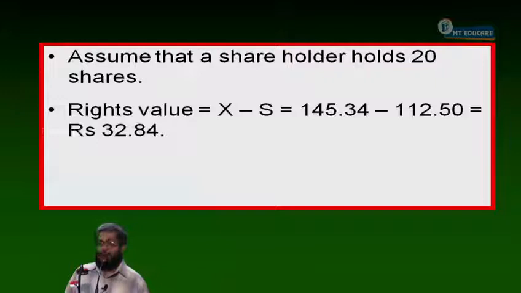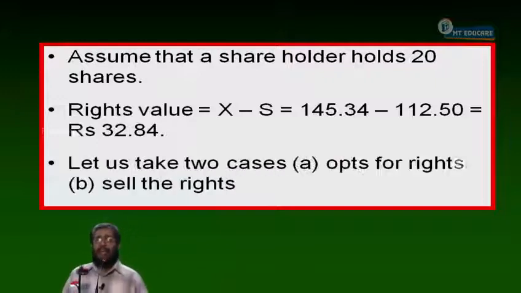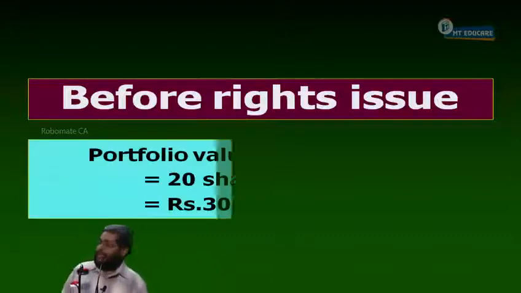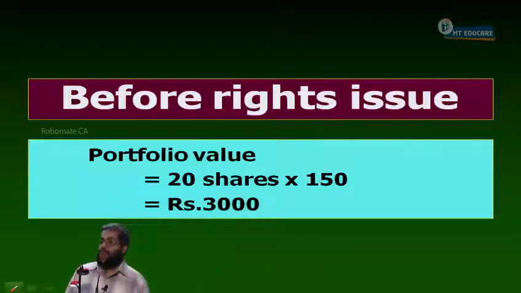That is going to be 32.84. Now let us take 2 cases. Opt for the rights. Next is sell the rights. Can I proceed? No. Before the rights issue, let us see as well. He is holding how many shares? 20 shares. Every share is 150. Yes or no?